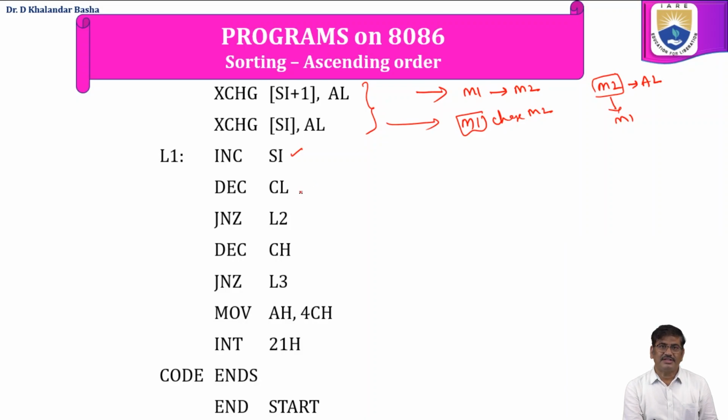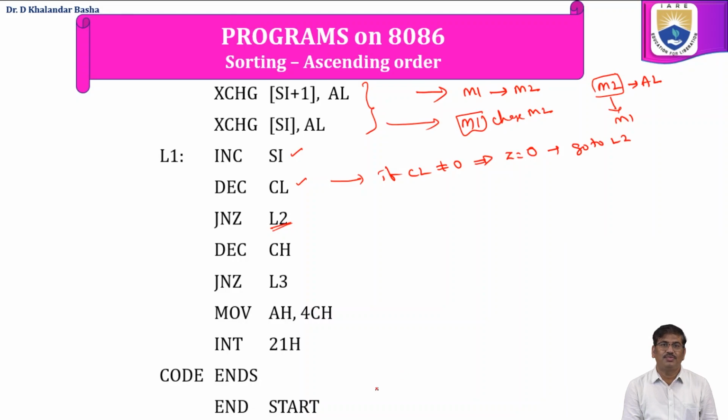As one comparison is done, decrement CL. So this loop 2, from the L2 label to L2, will be executed until CL is equal to 0. When we are doing this decrement of CL, if CL is not equal to 0, then the zero flag is equal to 0. So then go to loop 2.